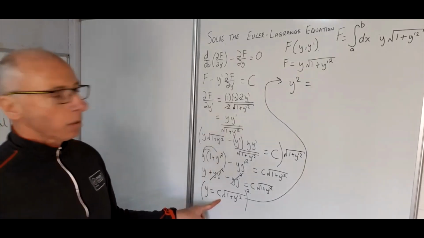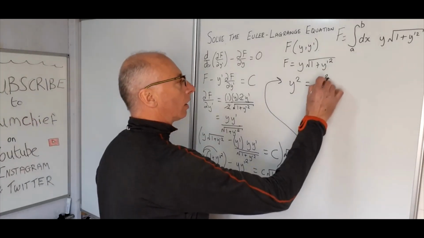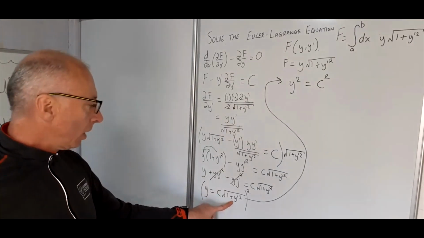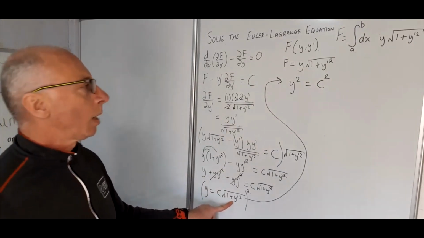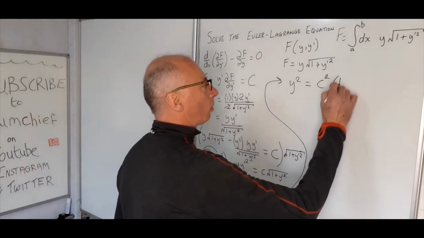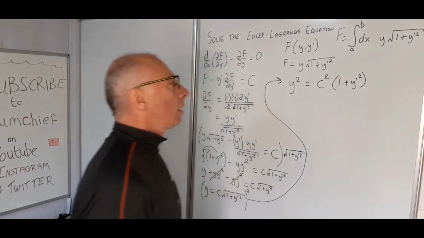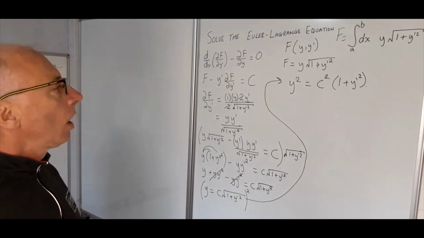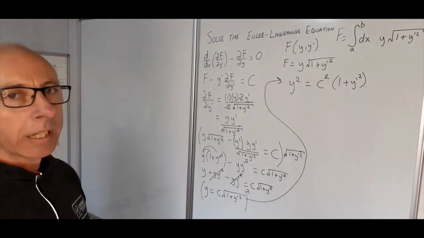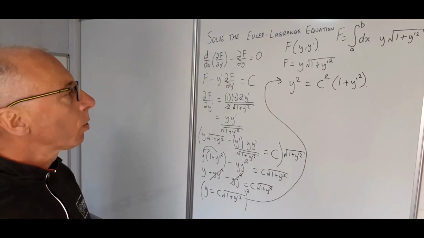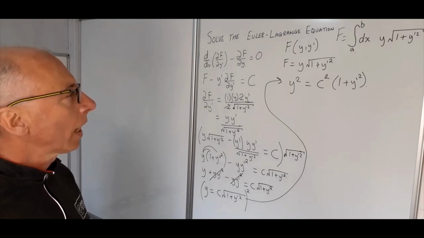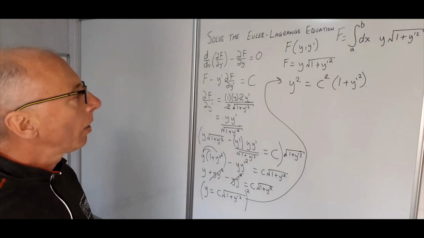Square this, you get c squared. And square the radical, you're just left with 1 plus y prime squared in brackets. Okay, now we can get this 1 plus y prime squared and the c squared. We can get all these apart now.